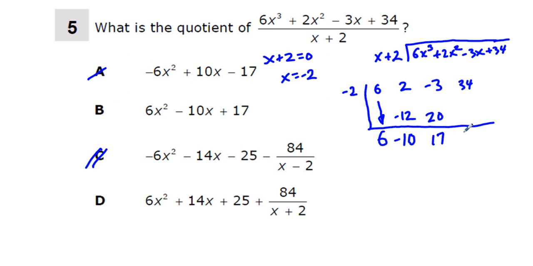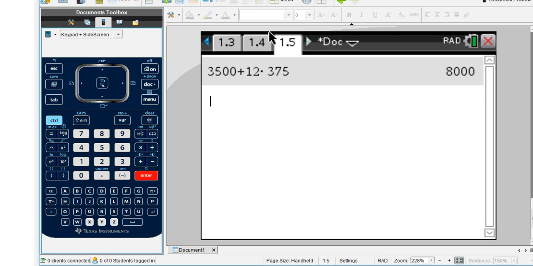Negative 2 times 17 is negative 34. So you have a remainder of 0. And so our correct answer will be answer choice B. And that's it. And if you plugged in -2 for x here and did it that way, you would see the same thing. I'm going to show you that quickly.